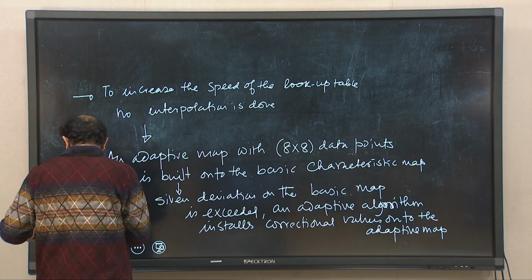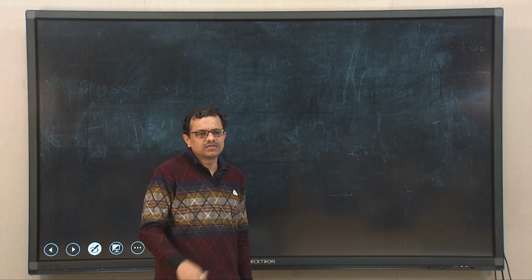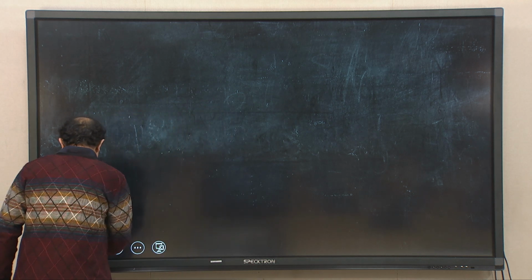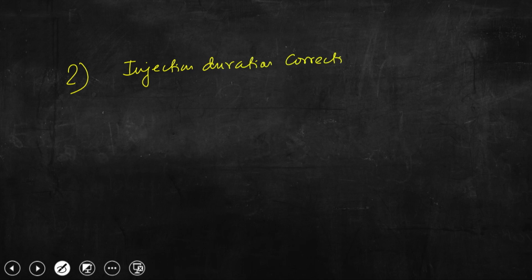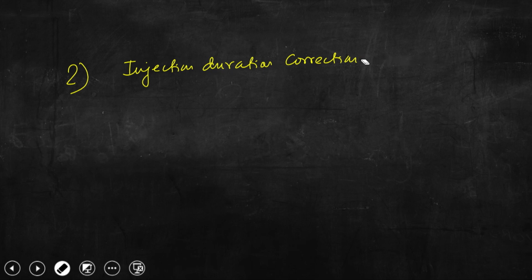So, this is the first step, and as I told you, this basic map forms a part of the read only memory in the ECU. Then the second step is injection duration corrections, that is, injection duration correction factors.